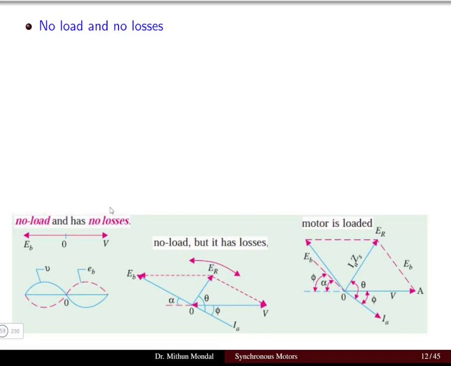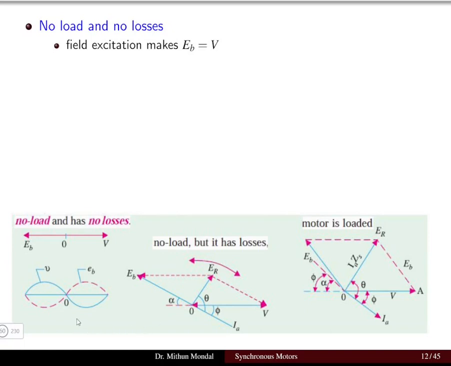Now we are going to discuss a few cases. The first point of discussion is when the synchronous motor is under no load and has no losses. Second point will be when the motor is under no load but it has losses. Third point is when the motor is loaded. So first we will discuss what happens in the synchronous motor when it is under the no load condition and it has no losses.